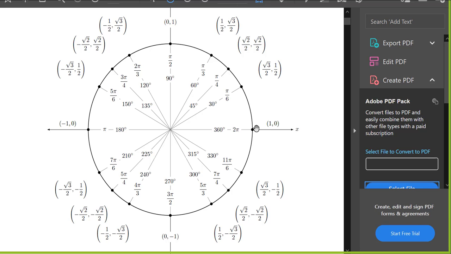So what's going to happen if we keep increasing theta? Well, we're going to start hitting all these coterminal angles. So if I were, say, at 13 pi over 6, 13 pi over 6 minus 2 pi is pi over 6. I'm back to where I'm going to repeat that same pattern again and again and again.